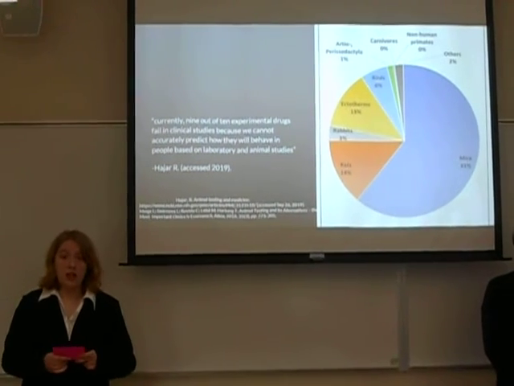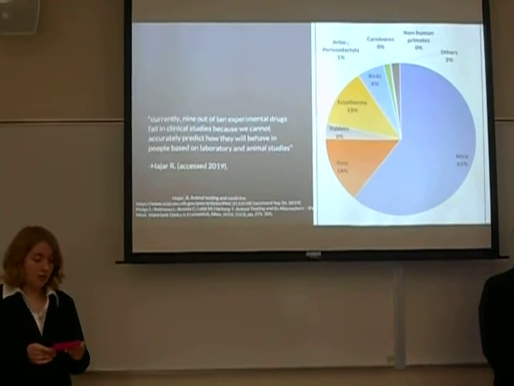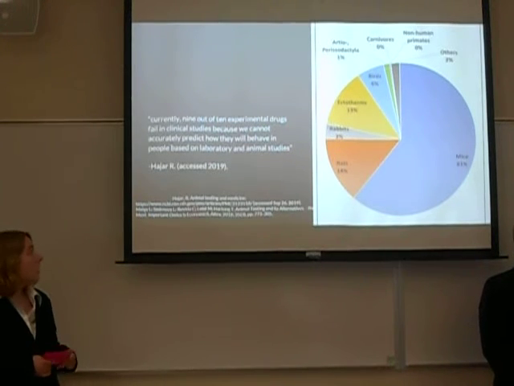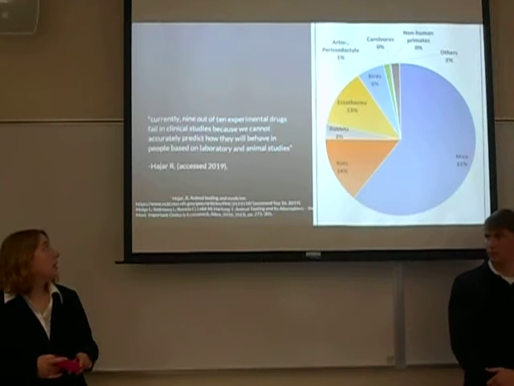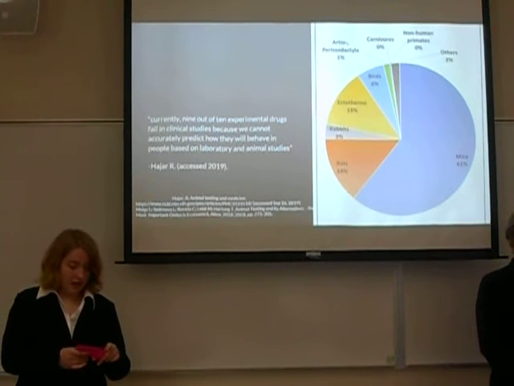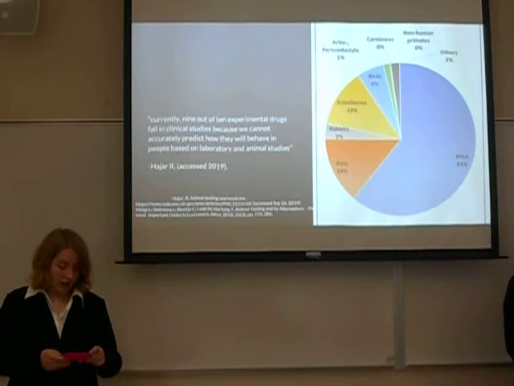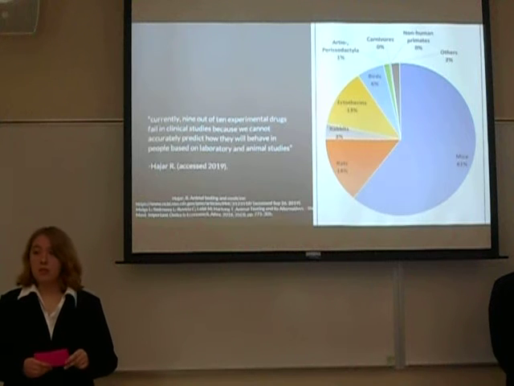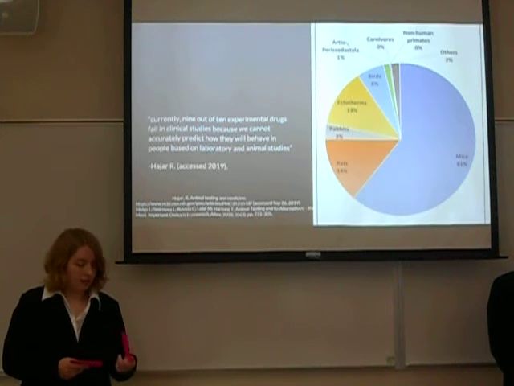Rachel Hajar mentions that 9 out of 10 experimental drugs fail in clinical studies because we cannot accurately predict how they will behave in people based on laboratory and animal studies. Ryan previously said that mice share 98% of our DNA, but to quote Wesley J. Smith, we share many of the same genes with lettuce, but that does not make us part salad.